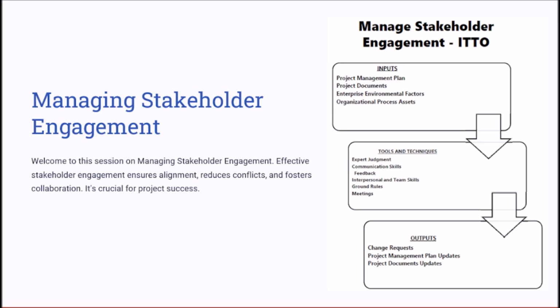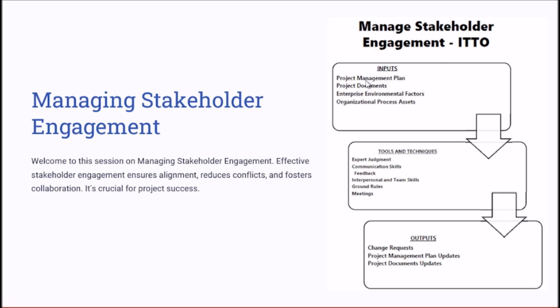So, welcome to this session on managing the stakeholder engagement. We say that effective stakeholder engagement is crucial in project execution because it ensures alignment, reduces conflicts, and fosters collaboration. Well-engaged stakeholders are more likely to support the project, contribute resources, and help overcome challenges. However, poor engagement can lead to resistance, delays, and increased risks. In this session, we'll discuss how to actively involve stakeholders, manage resistance, and use best practices for engagement to enhance project success.